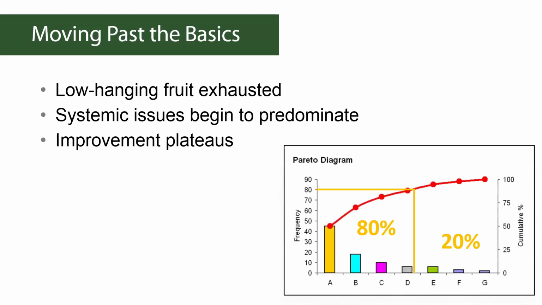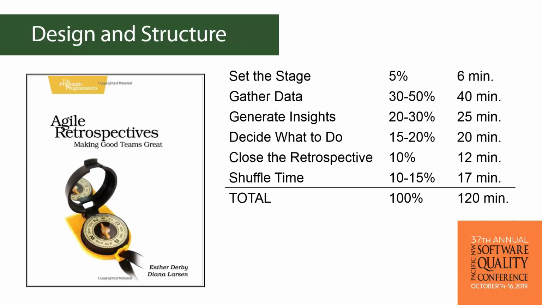I think a really great sort of update in this regard is around the area of design and structure. And so the classic resource for Agile Retrospectives is the book by Esther Derby and Diana Larsen. They introduce this kind of generic agenda, and they have some examples of how much time you should spend in each of those areas.